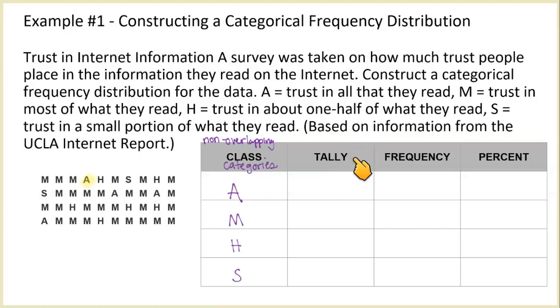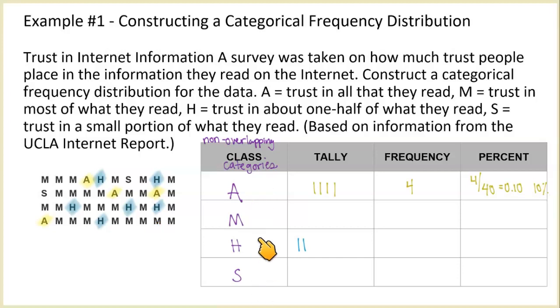A tally is just the number of times. In actuality, a tally and a frequency are more or less the same thing. So how many times does the A appear in this raw data set? How many times does the M appear? And how many times do H and S appear? If we go through this part really quickly, we can see that there are 4 A's. So I would put 4 marks for tally. Frequency is 4. And 4 out of the 40 represent the number of A's, which is about 10%. So 10% of the distribution represents individuals who trust everything that they read on the internet.